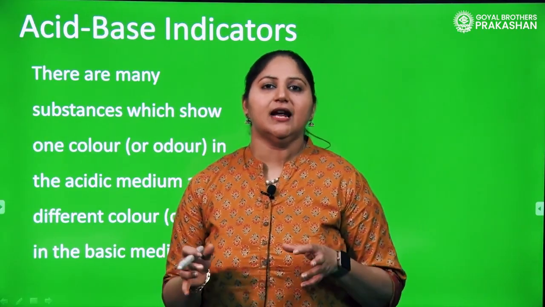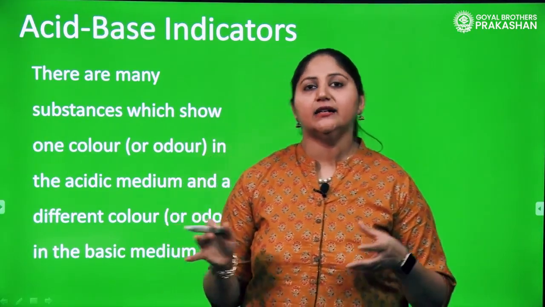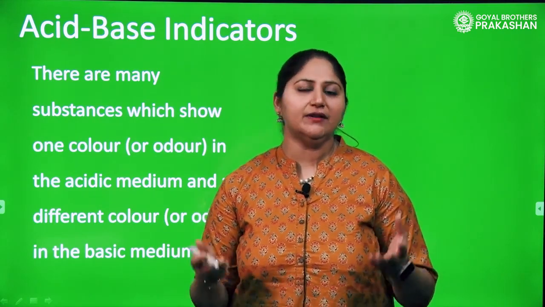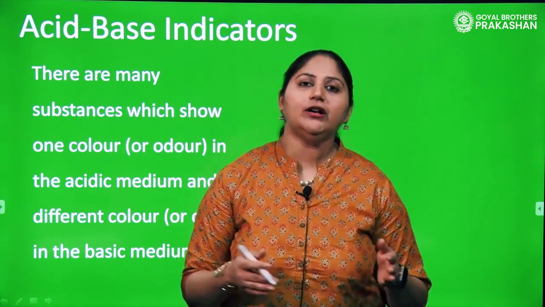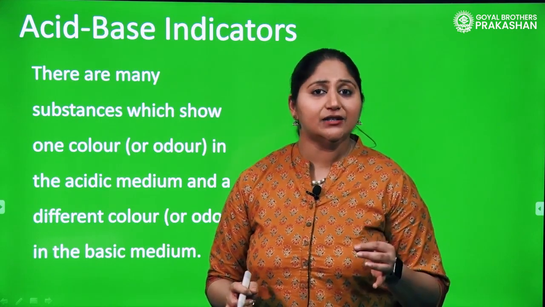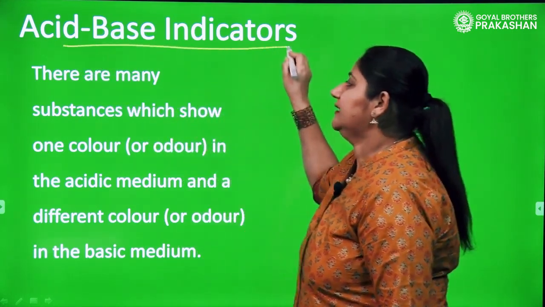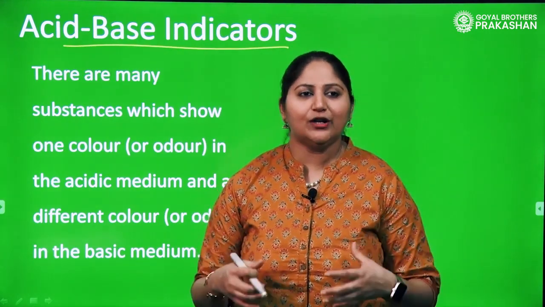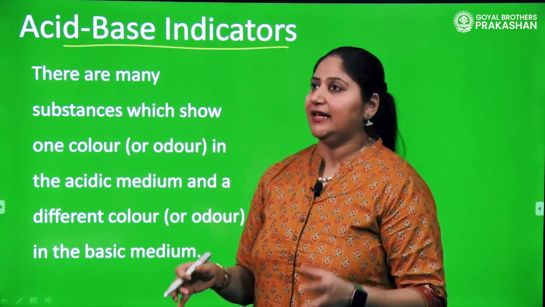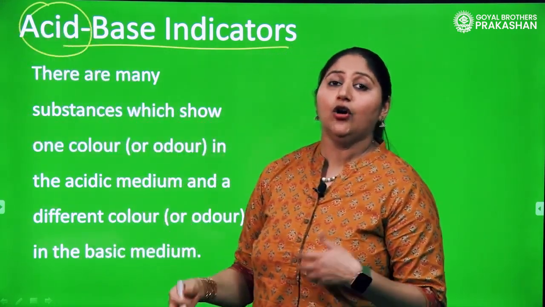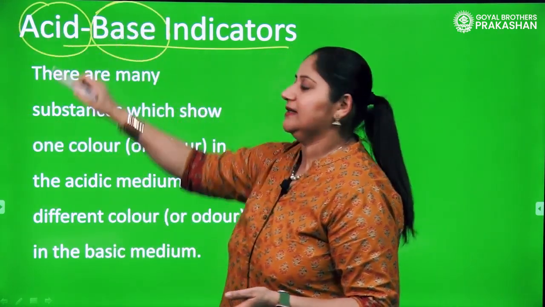Now, to understand the details of acids and bases and to become familiar with how to identify whether a given substance is an acid or a base, we have indicators. These indicators are known as acid-base indicators. So, what do these indicators do? They detect whether a given substance is an acid or a base, right?